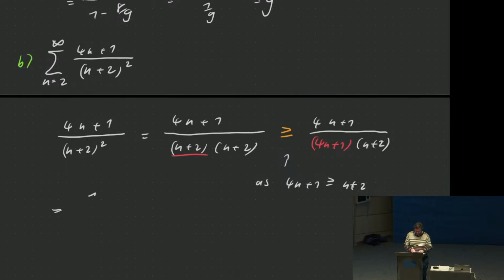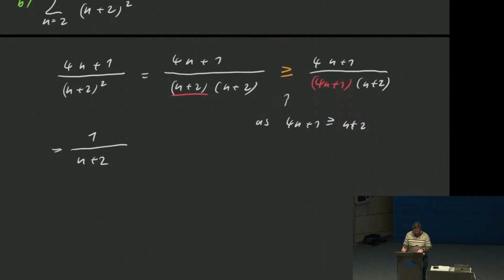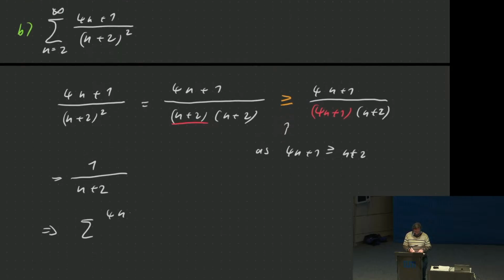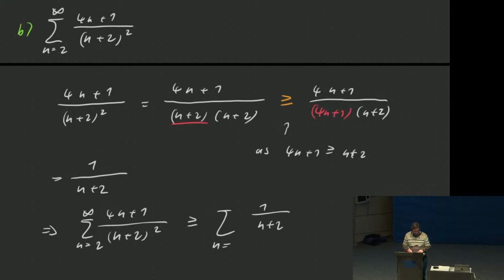And then we can simplify that, and we get 1 over n plus 2. And this is pretty much what we want. Almost 1 over n, just a little shift, but that doesn't really make a difference. So what we get is this series here, 4n plus 1 over n plus 2 squared from 2 to infinity, that's greater or equal to the series over 1 over n plus 2 from 2 to infinity.